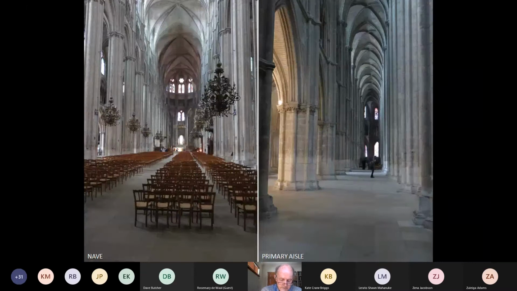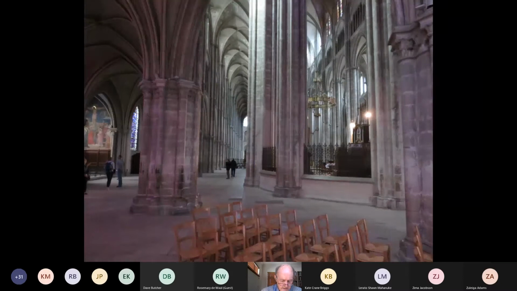In Bourges Cathedral, you can see how that works. Firstly, the spatial components. So here is the nave and the primary aisle. Here is the secondary aisle. Each one is distinctive. And here you can see the whole hierarchy, which is both a satisfaction of structure and also a build-up from earth to heaven.